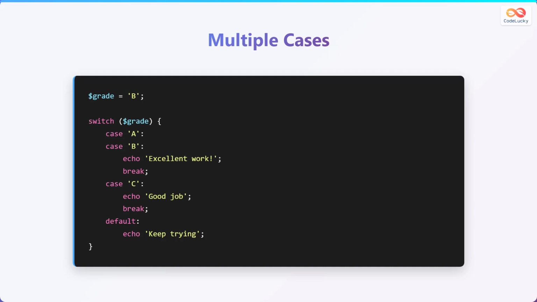Switch statements also allow you to group multiple cases together. In this example, we have a variable called $grade set to B. The switch statement checks the value of $grade. If it's either O or B, it prints excellent work. If it's C, it prints good job. Otherwise, the default case is executed, printing keep trying.